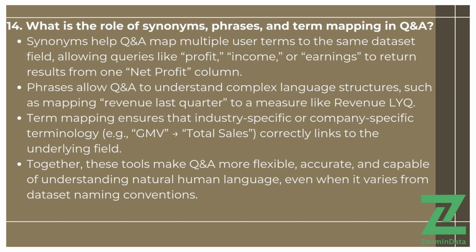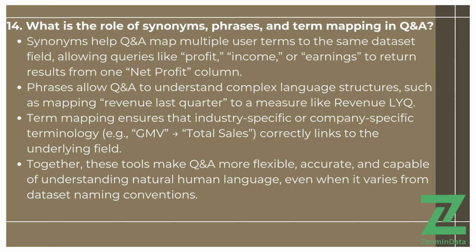14th question. What is the role of synonyms, phrases, and term mapping in Q&A? Synonyms help Q&A map multiple user terms to the same dataset field, allowing queries like profit, income, or earnings to return results from one net profit column. Phrases allow Q&A to understand complex language structures, such as mapping revenue last quarter to a measure like revenue LYQ.